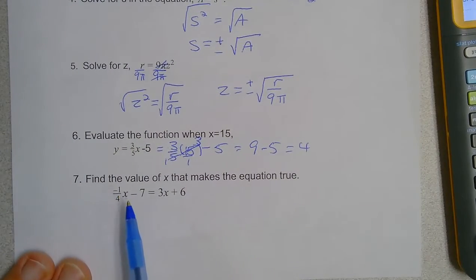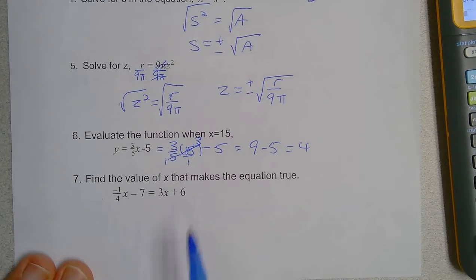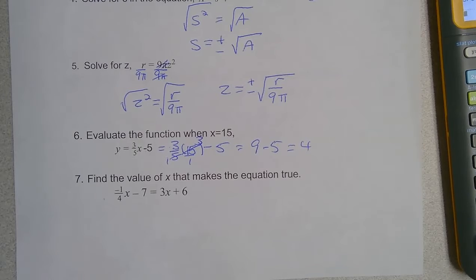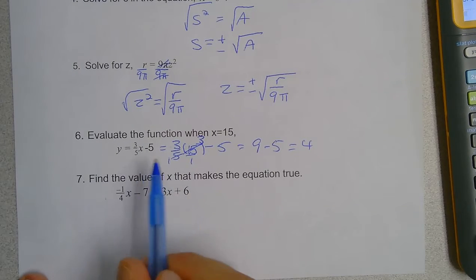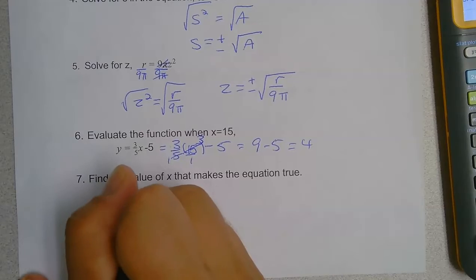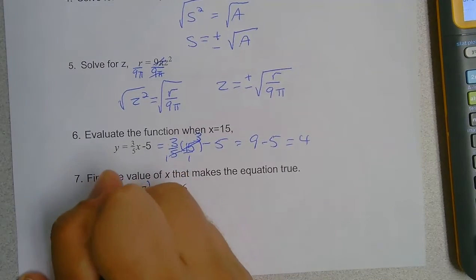Now, in this example, we have to find the value of x that makes the equation true. So we need to get x on one side of the equation. So what I'm going to do here is first get rid of the fractions. So I'm going to multiply both sides by 4.